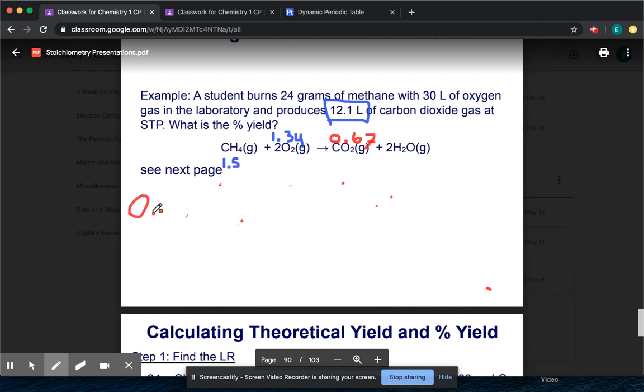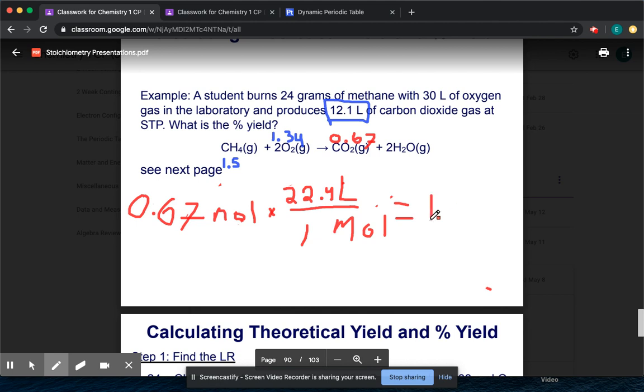Okay, so to do that, 0.67, this is in moles. I need to convert this to liters. So this is going to be multiplied by, times, so I want to go from moles to volume. Since I'm going to volume, liters should go up top, moles should go on the bottom. And then we know that in 1 mole, it's 22.4. Multiply that out, and we get 15.01 if you round it.